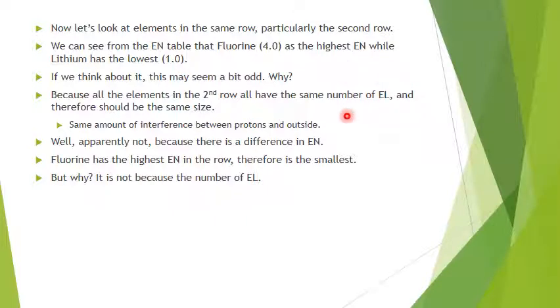But there is a trend, definitely. To the right has the highest electronegativity. To the left has the lowest electronegativity. Fluorine has the highest electronegativity in a row, therefore it's the smallest. But it's not because of the number of energy levels.